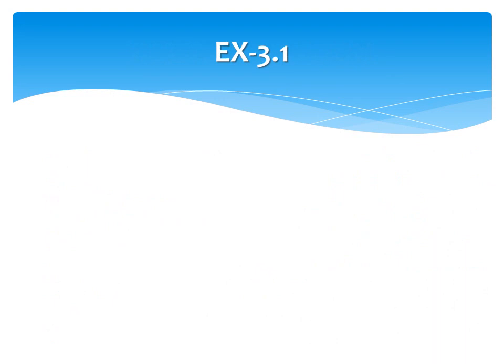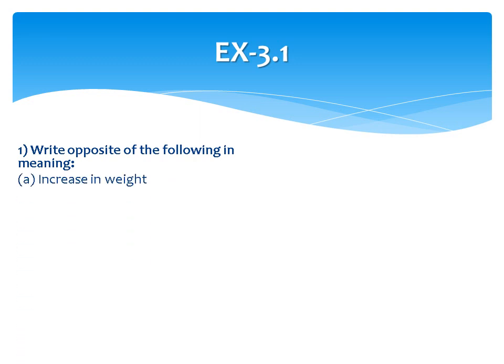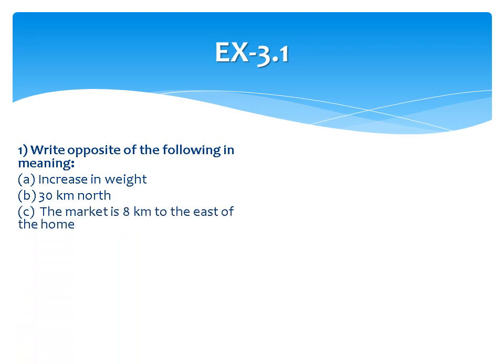So next, exercise 3.1, we will solve number 1. Write opposite of the following in meaning. Like increase in height, the opposite must be decrease in height, because increase is up and decrease is less. 30 km north. The market is 8 km to the east of the home. Loss of taka 700. 100 meter above sea level.